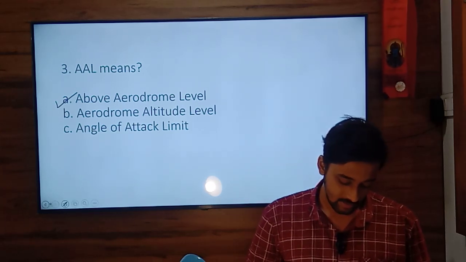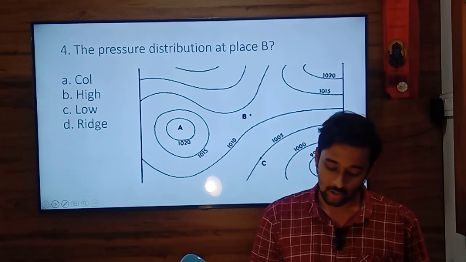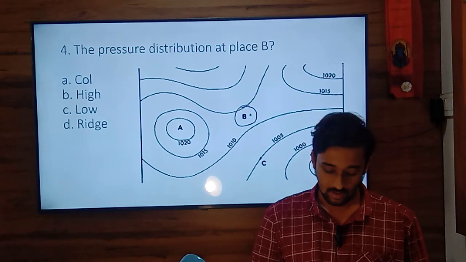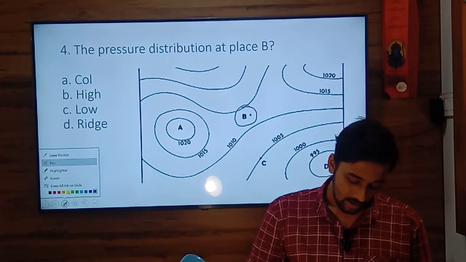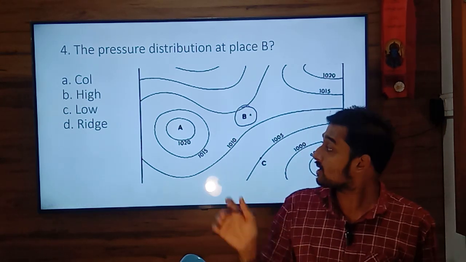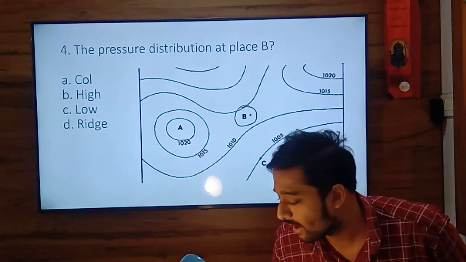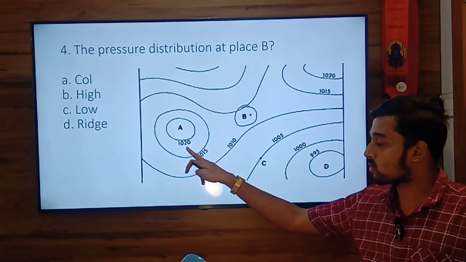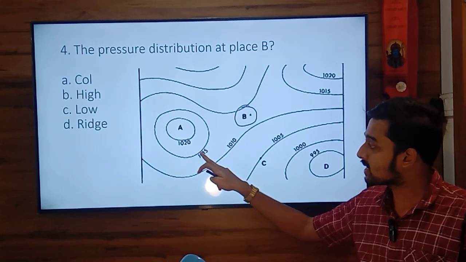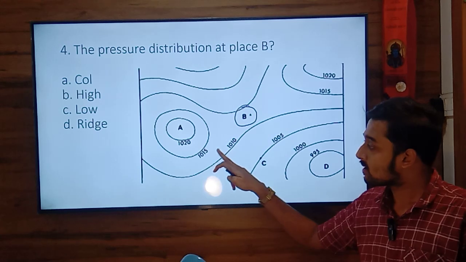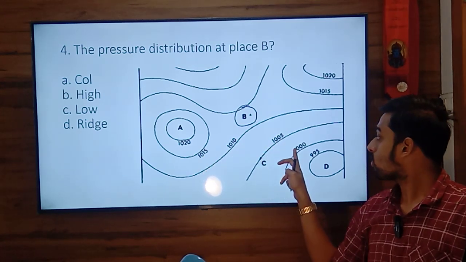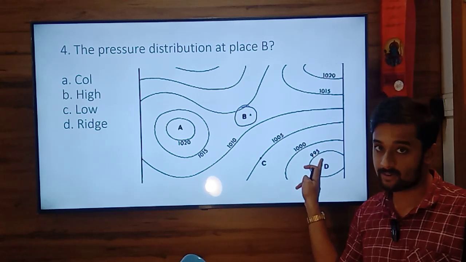Next question. The pressure distribution at place B, what is it called? Now look here. At location A, we have a pressure of 1020. Then the pressure is decreasing as we go outside: 1015, 1010, 1000, and then 995.